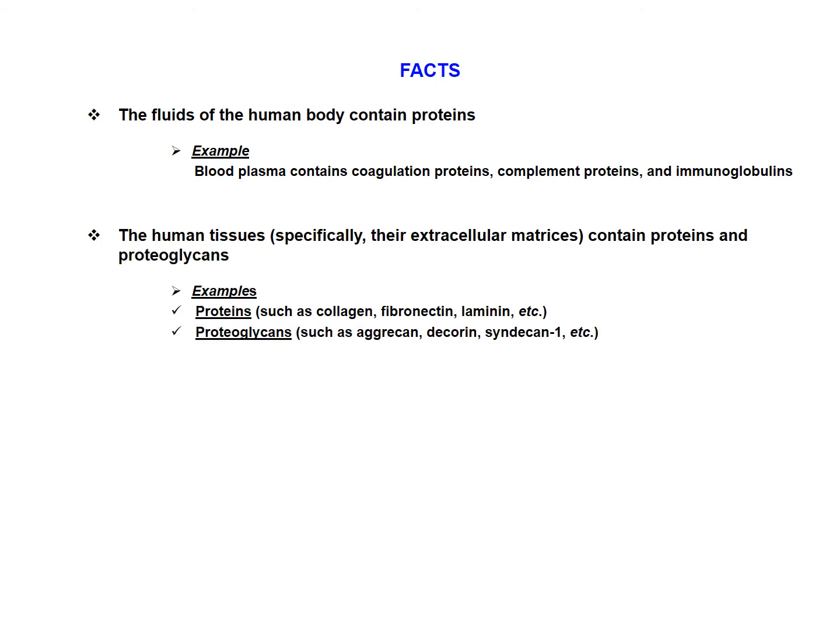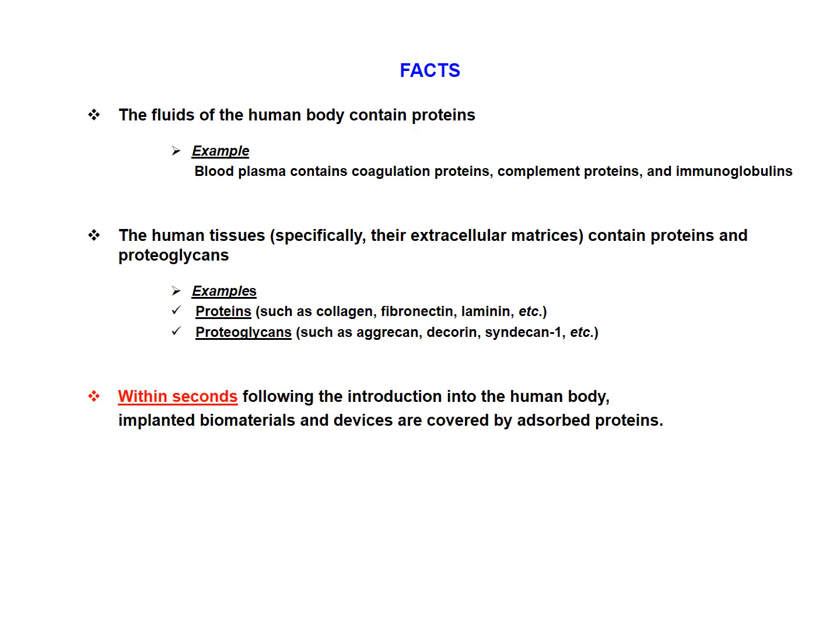In addition, human tissues, specifically their extracellular matrices, contain proteins and proteoglycans, which are some form of proteins. Examples of such proteins, of course, first and foremost, collagen, ubiquitous, with different types of collagen found in many tissues in the body. Other protein examples are fibronectin and laminin. Some examples of proteoglycans are aggrecan, decorin, syndecan, etc. Why should biomedical engineers be interested in proteins?